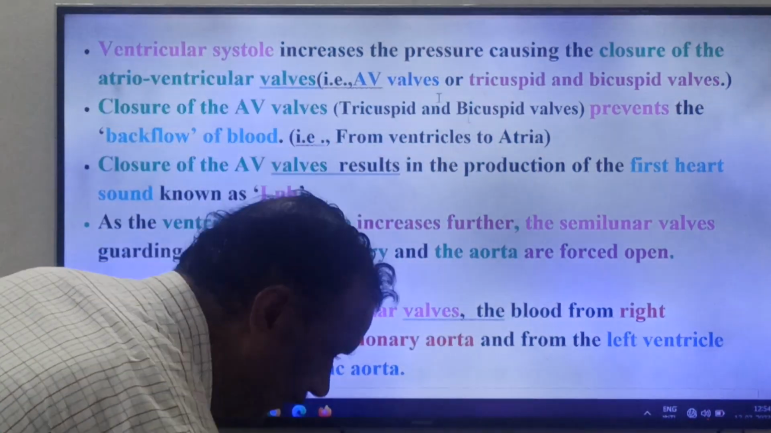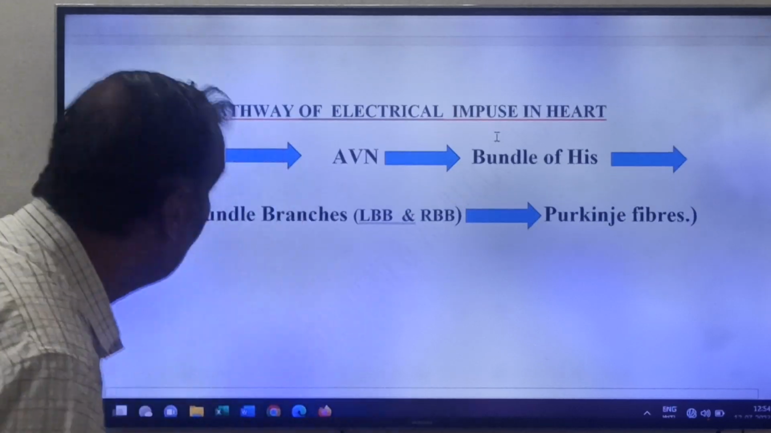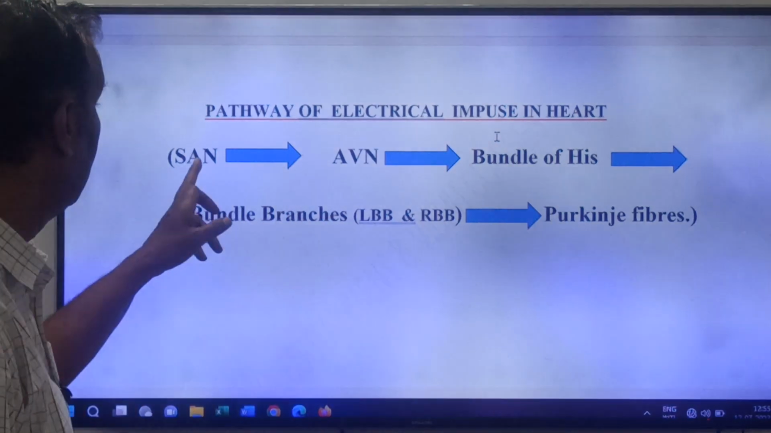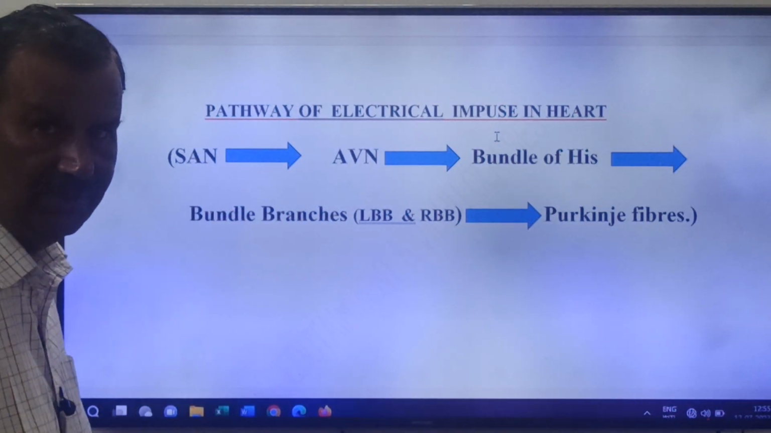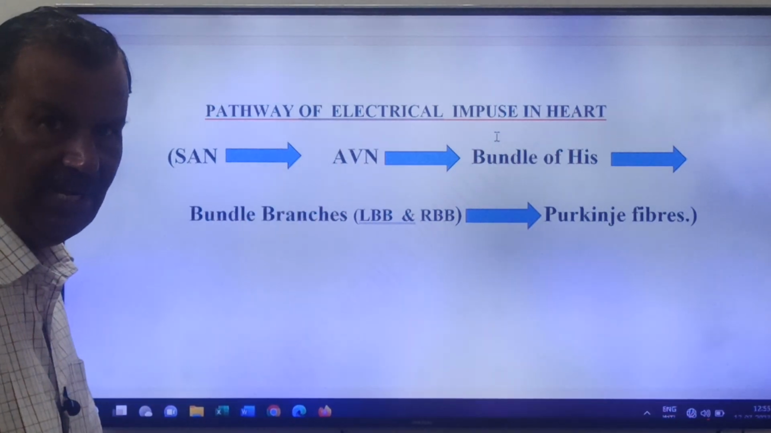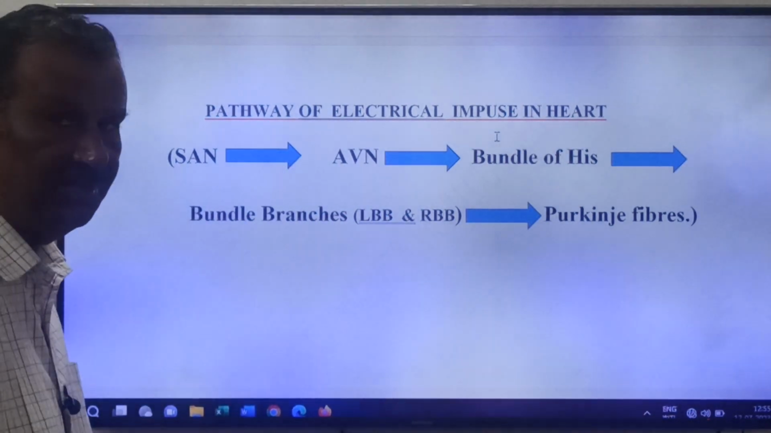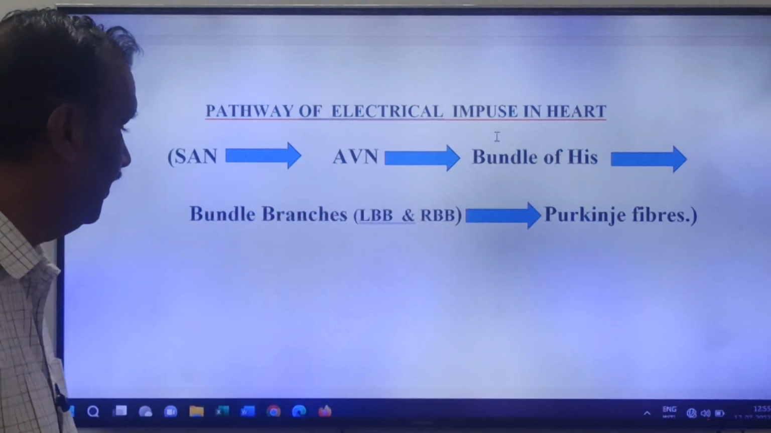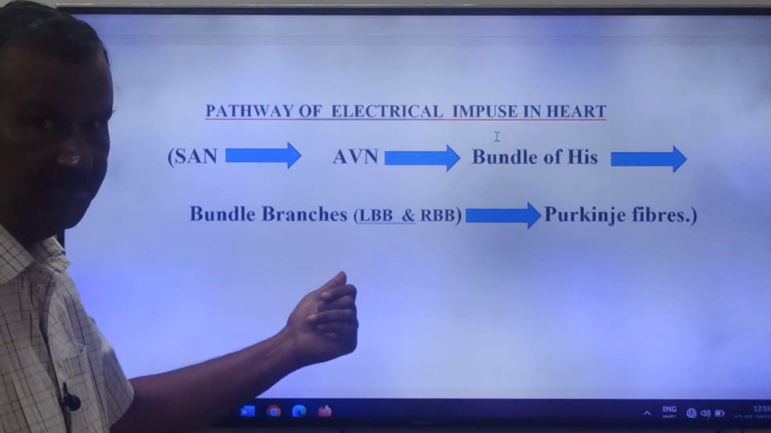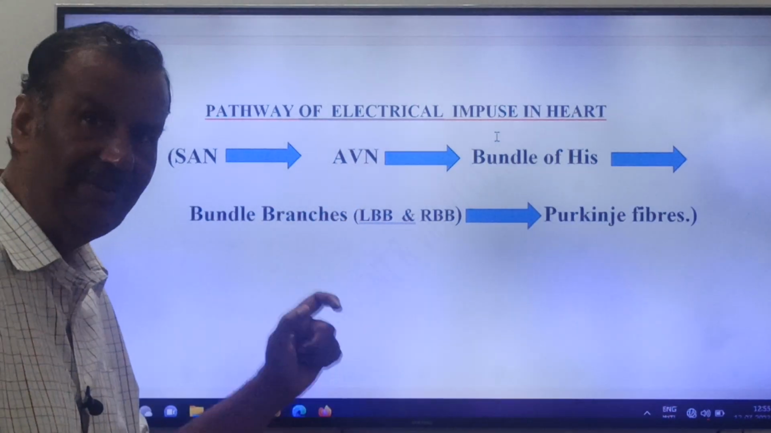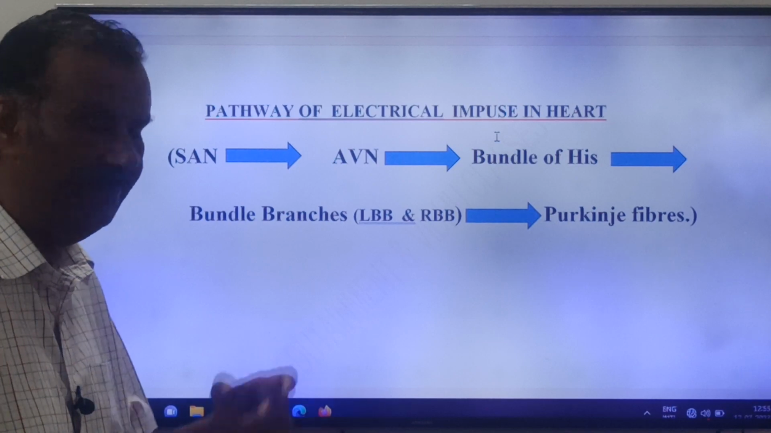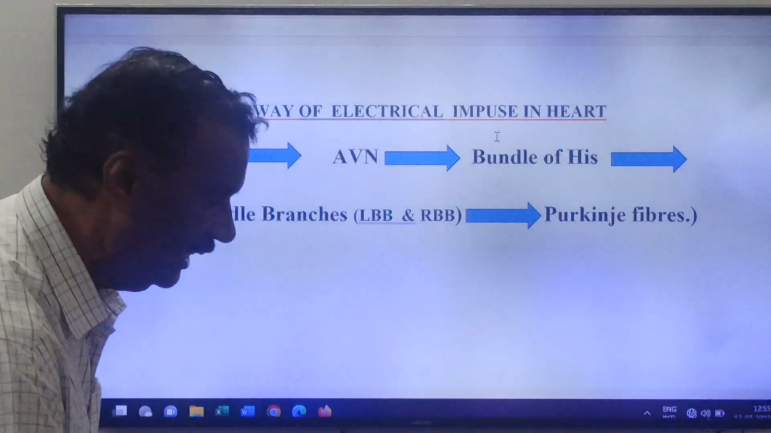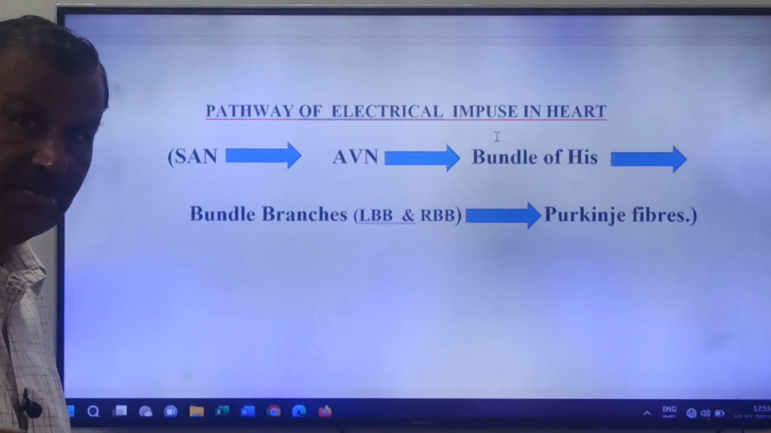Okay friends. Now see, what is the pathway of the impulse, how the electric impulse or action potential moves. It is produced in the SAN, sinoatrial node, then reaches the AVN, atrioventricular node. SAN is the pacemaker, AVN is the relay point. From there it reaches the bundle of His and the bundle branches, left bundle branch present in the left ventricle, right bundle branch present in the right ventricle. From there it reaches the Purkinje fibers. That is the pathway of the electric impulse or action potential or contraction.